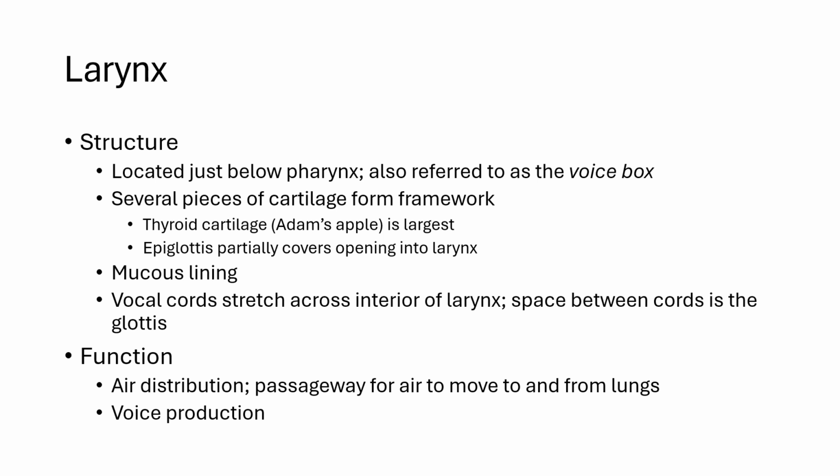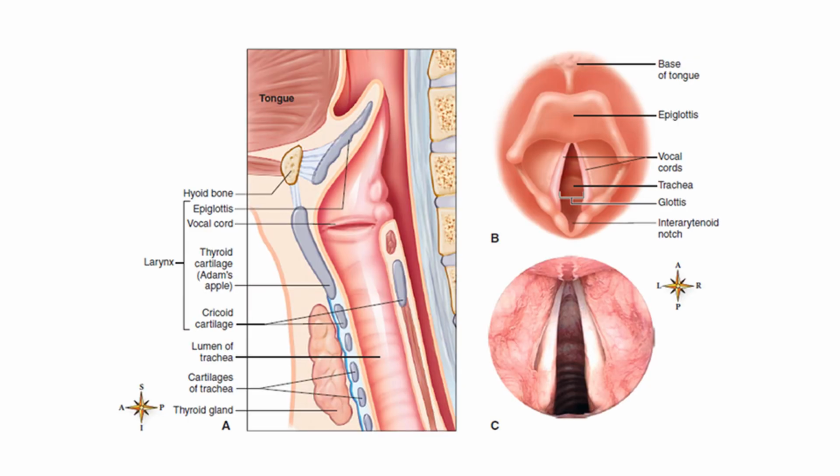The larynx is located just below the pharynx, and it's referred to as the voice box. Once again, we've got mucus lining, and vocal cords stretch across the interior of the larynx. Its main function is air distribution again, as well as voice production. So if somebody's got cancer of their larynx, it can cause them to not be able to speak because a lot of times they'll just remove that voice box. So when you're thinking about the voice box, that's where your larynx comes in. And then here's another picture. It shows deeper down the trachea and the vocal cords through the side here.